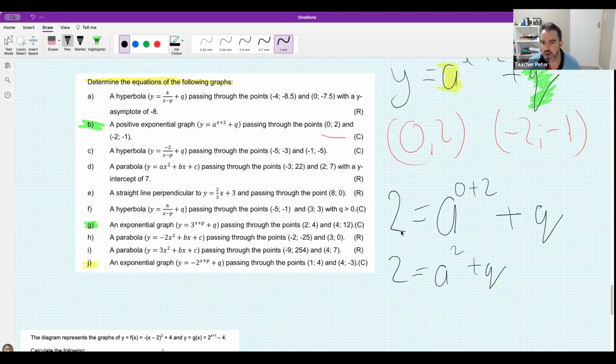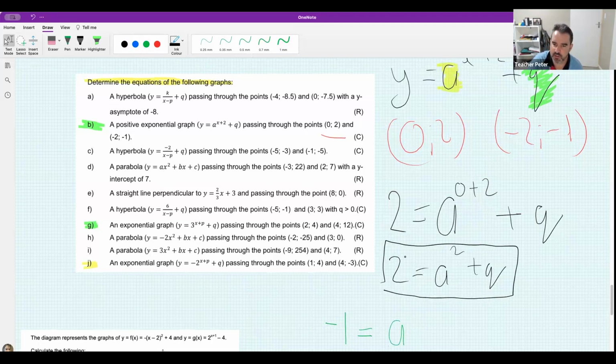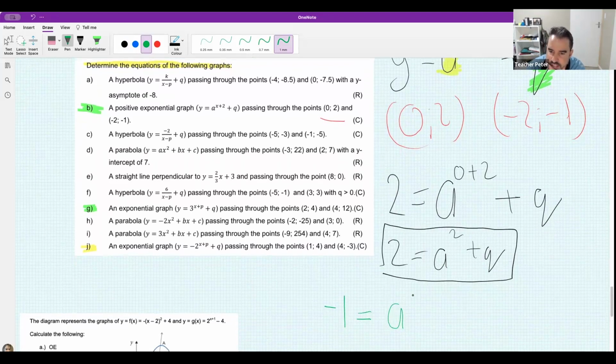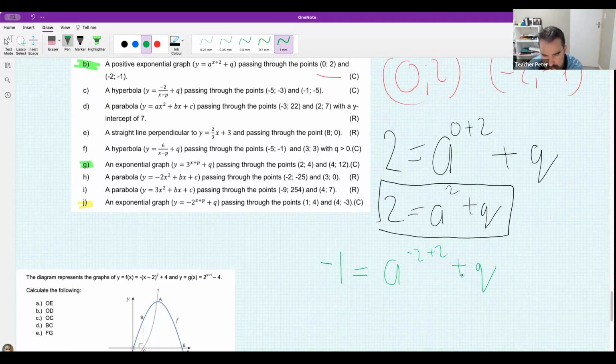Okay. Now, obviously, I need to get another equation in these unknowns. And so the other point that I can use is this one. So this one is going to be -1 equals A, and then it's going to be x plus 2. So where the x is, I'm going to get -2 plus 2, and then this is going to be plus Q.